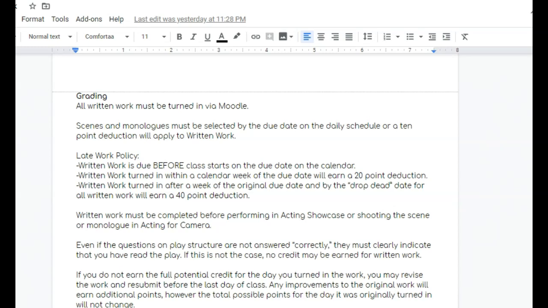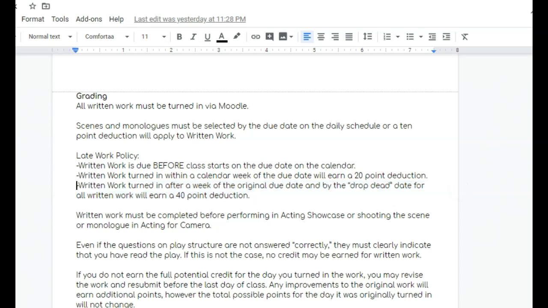It's due before the beginning of class, so you have to submit it before the beginning of class on the due date on the calendar. However, I do accept late work, as you know. If it's turned in within a week of the original due date, there will only be a 20-point deduction. If it's turned in after a week and by the drop dead date, there will be a 40-point deduction. However, a 60 is better than a 0.